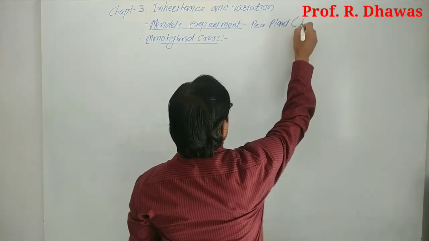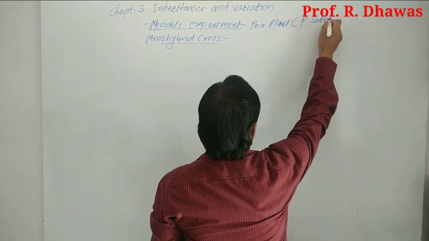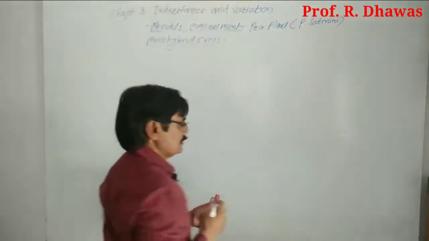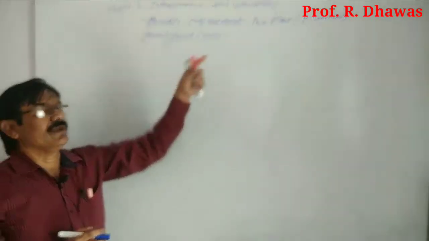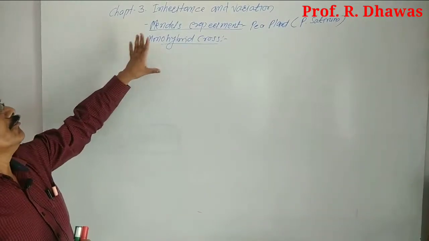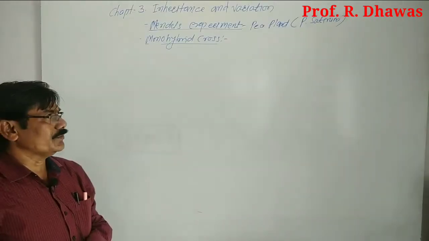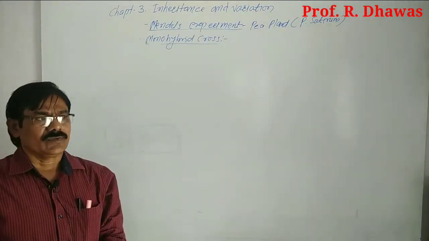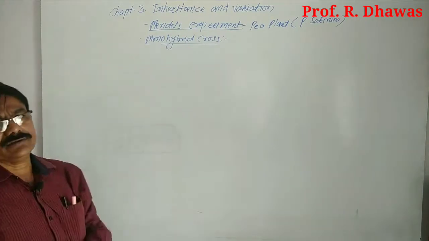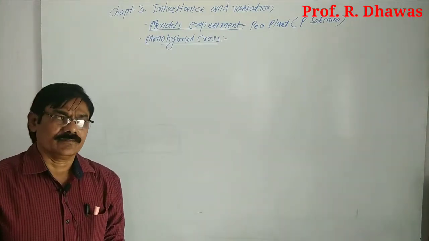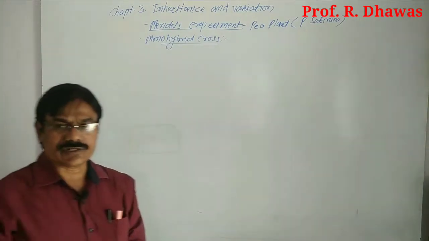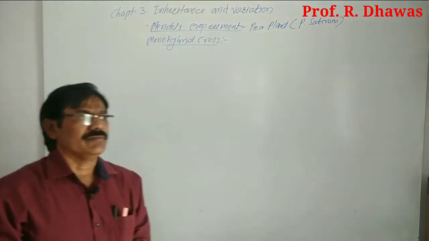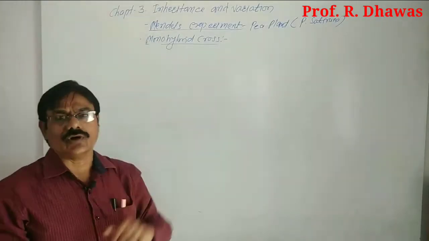That is Pisum sativum. This is the botanical name of the pea plant. Now Mendel carried out the experiment on the pea plant by considering 7 pairs of contrasting characters. First of all, he considered a single pair of contrasting characters. Then he considered 2 pairs of contrasting characters, and later on many more, like 3, 4 and so on.